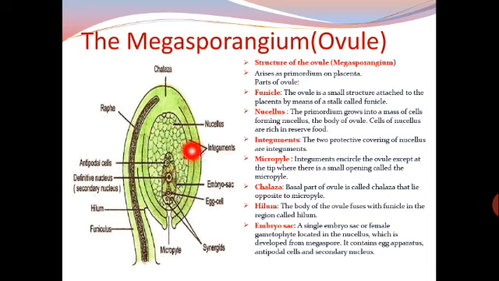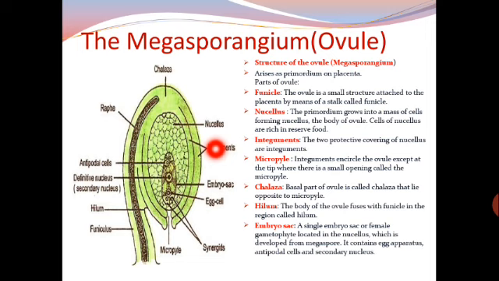Coming to the next, the integuments. These are the integuments or the coverings. The protective covering of the nucellus are the integuments. You can see here two integuments are shown. The outer is the outer integument, the inner is the inner integument. So the integuments are the protective covering of the nucellus.